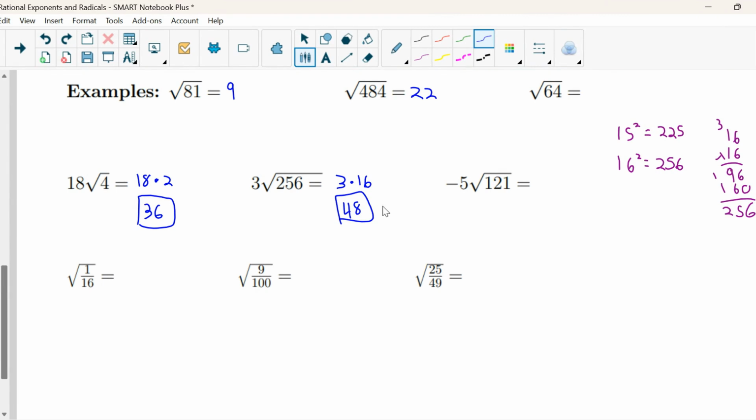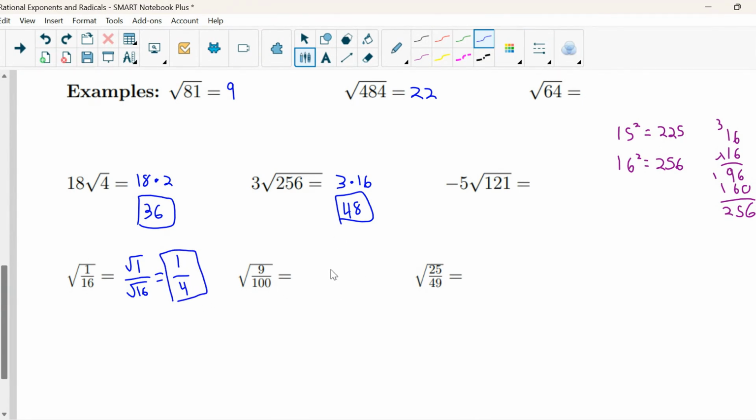All right. So in the next section here, we are taking the square root of fractions. Just like when we are taking a power to a power of fractions, with the square root, you can break it up with your numerator and your denominator. Simplifying both of these, the square root of 1 is just 1. The square root of 16, 4 squared is 16, so that is just 4.